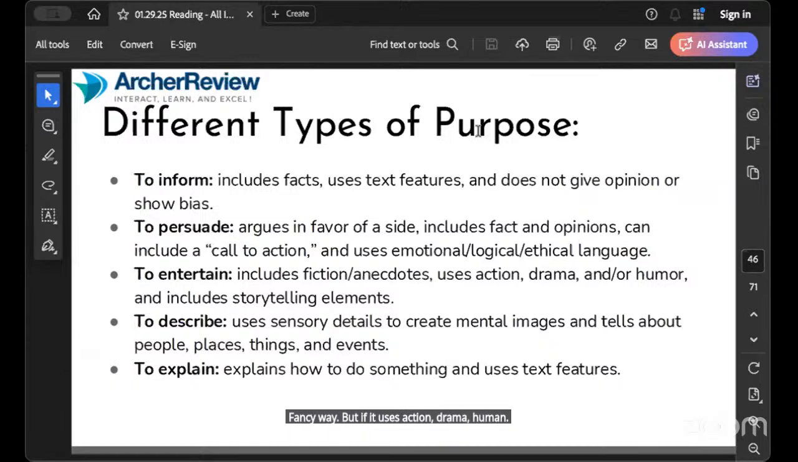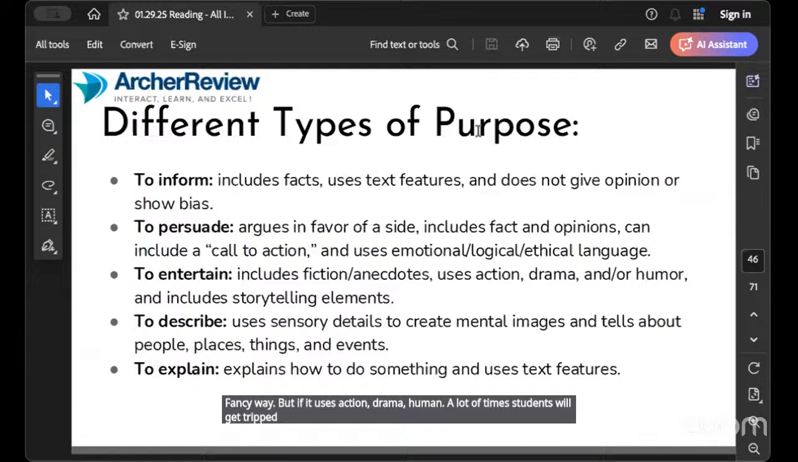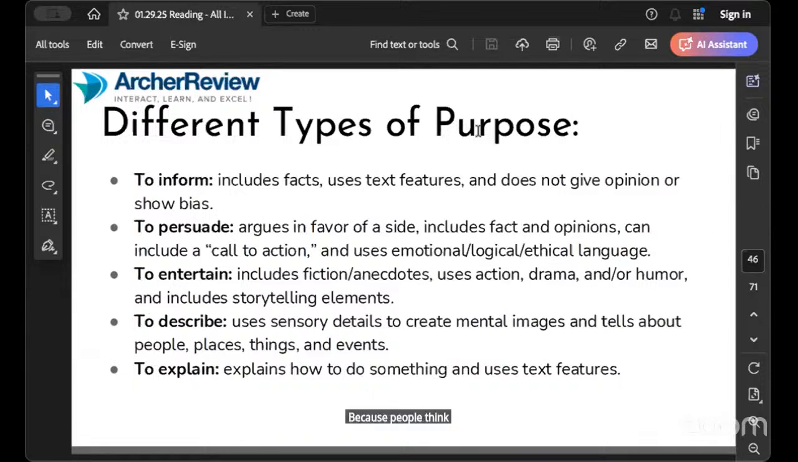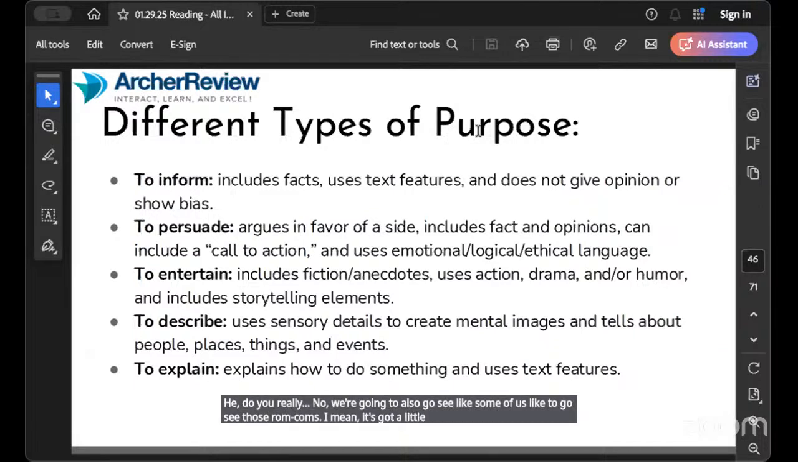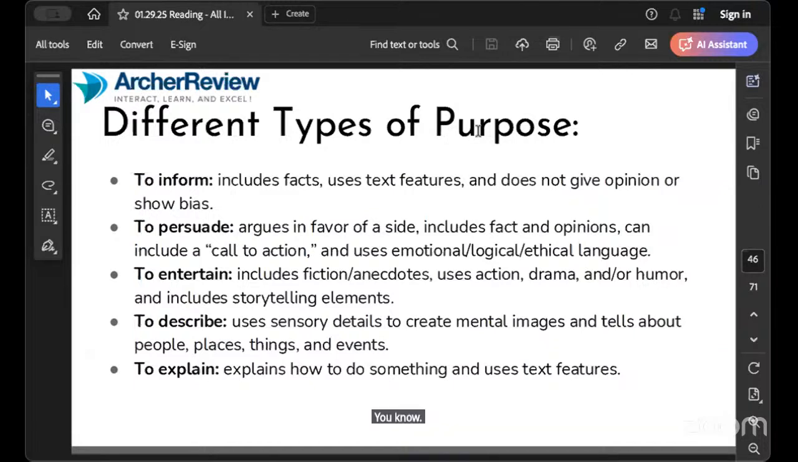a lot of times students will get tripped up. They think that if something is written to entertain, it needs to bring a chuckle out of you. It's supposed to be funny because people think entertaining is like, ha ha ha. Well, but is it? You know, think about it. When you go to the movies, do you always go see a comedy? Do you really? No. Some of us like to go see those rom-coms. I mean, it's got a little bit of humor in it, but it's also got a romance. We like for our heart to go pitter-patter.